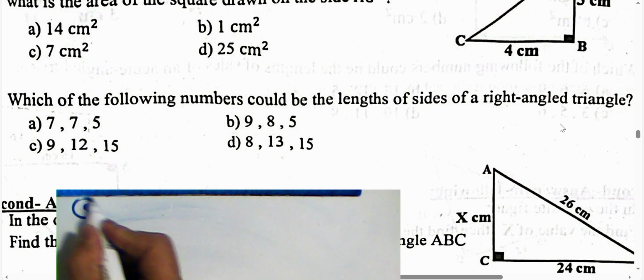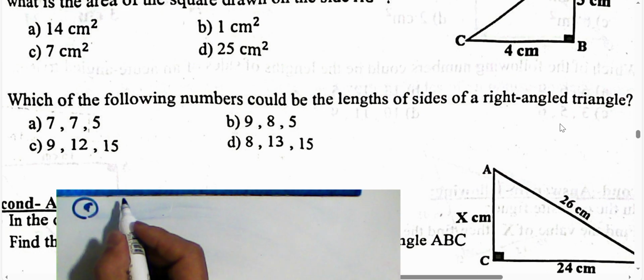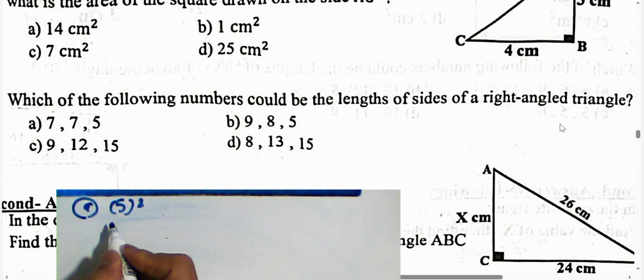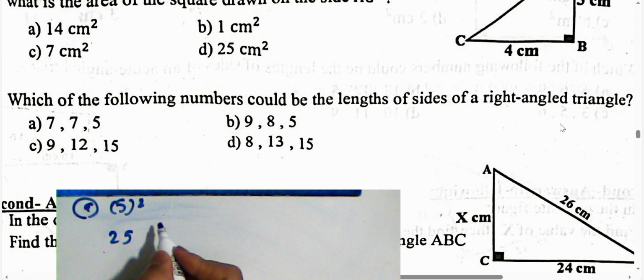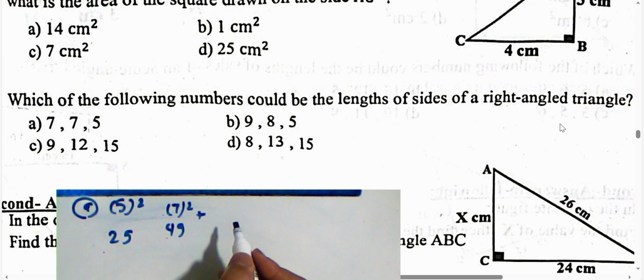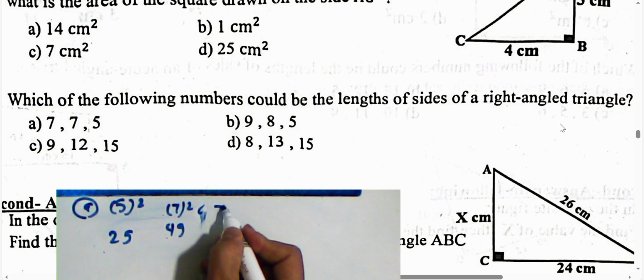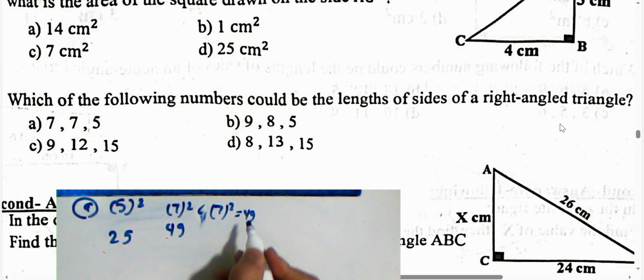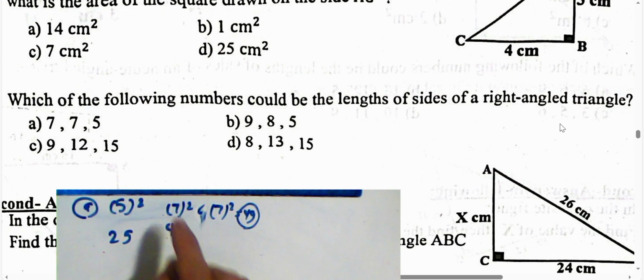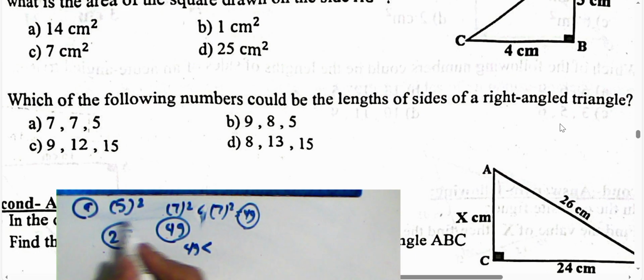Look with me at letter A. We can write the greatest number, 5, here. It will be 5 squared, which is 25. And 7 squared is 49. We can compare the numbers here: 49 is the relation between them, and the sum of 49 and 49.